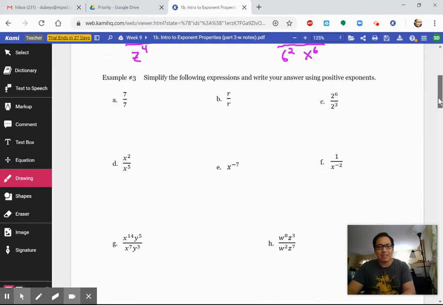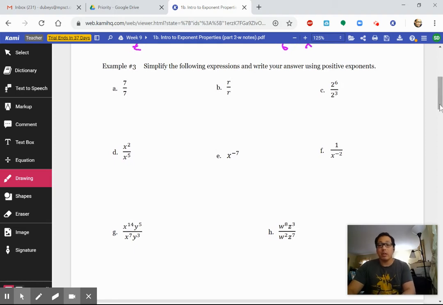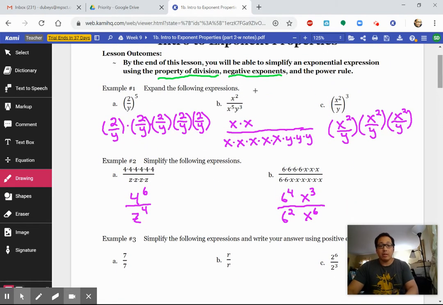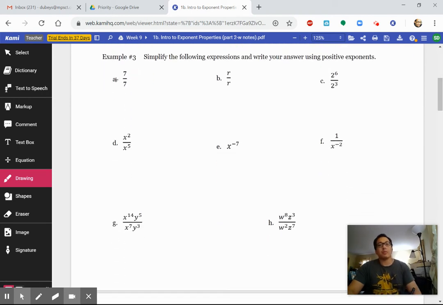Okay, so let's take a look now. Let's try simplifying some of these expressions and see if we can learn some rules about when we are dividing exponents, or some new properties here. So first one, we've got 7 divided by 7. What's 7 divided by 7? That's right. Anything divided by itself is 1. That's just 1, right?